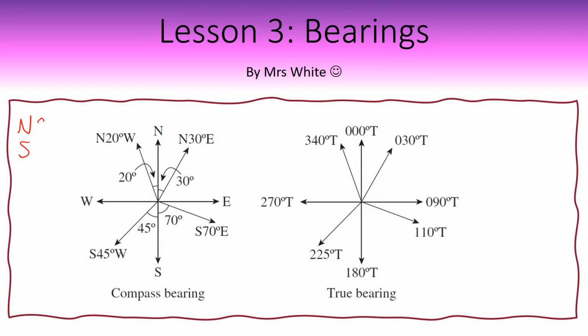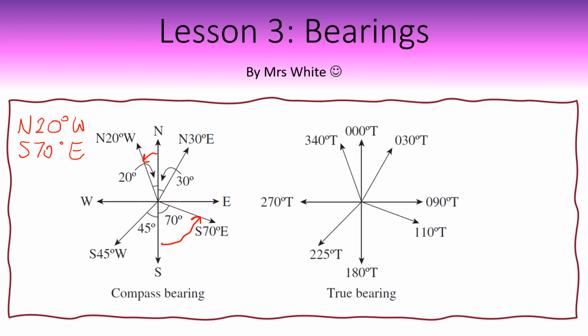So it could be north 20 degrees or south 20 degrees, and then it'll be either east or west to finish. So it could be north 20 degrees west or south 20 degrees east. For the first one, north 20 degrees west, from north we've moved 20 degrees to the west. South 20 degrees east, well actually the example we've got here is south 70 degrees east. It means from south we've moved 70 degrees to the east.